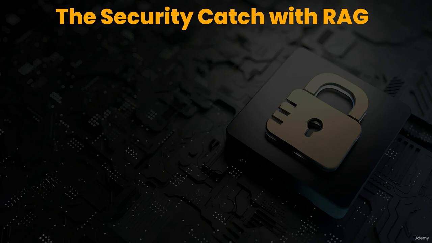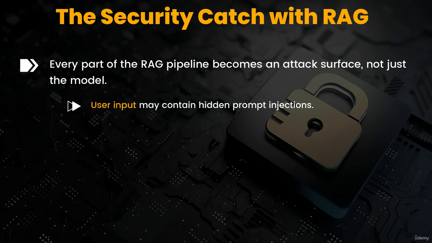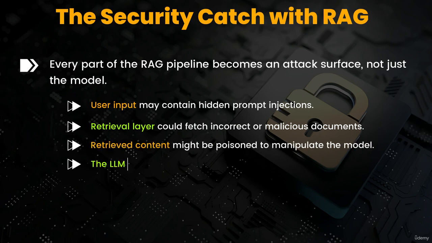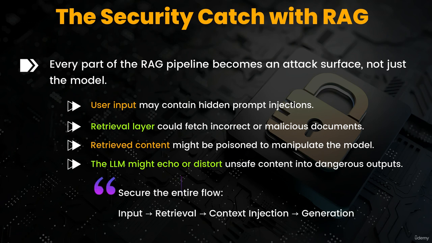Here's the security catch with RAG. Every single part of that pipeline is now a potential attack surface. Think about it. User input could carry hidden prompt injections, the retrieval layer might pull the wrong or even malicious data, the retrieved content itself could be poisoned, and finally the LLM might echo or transform that unsafe content into something dangerous. Instead of securing just the model, you now have to secure the entire flow from input to search to generation.